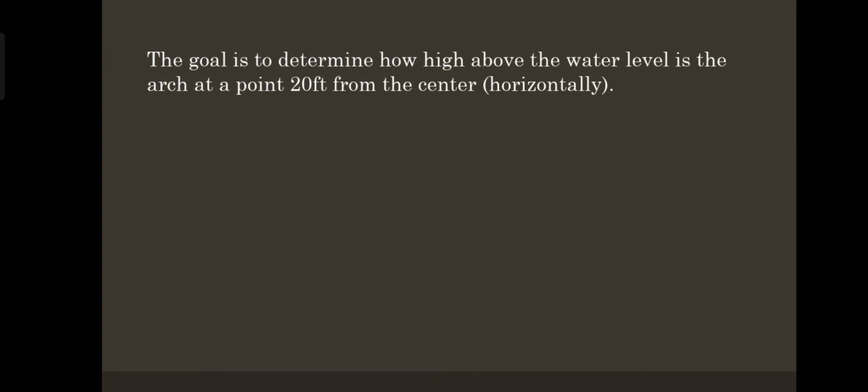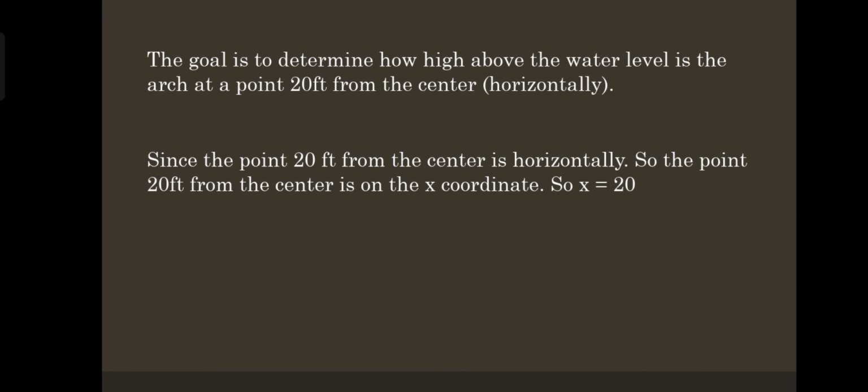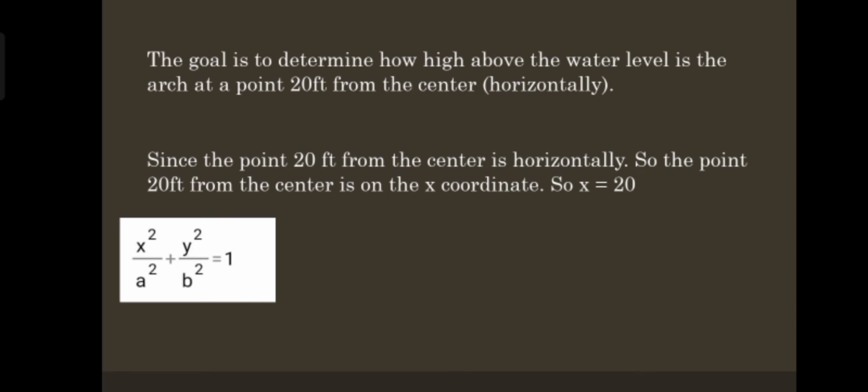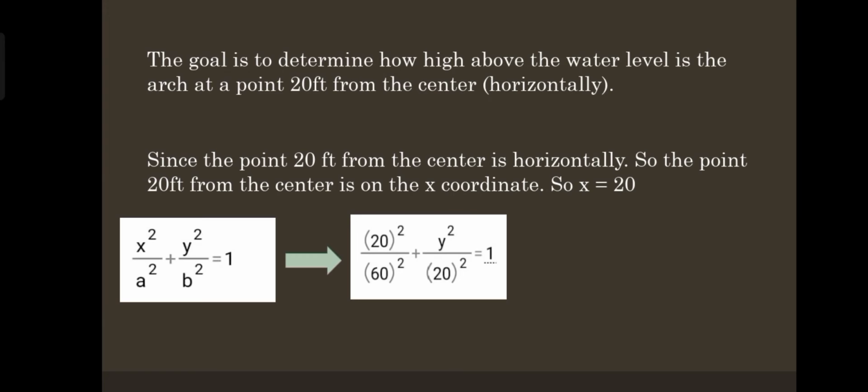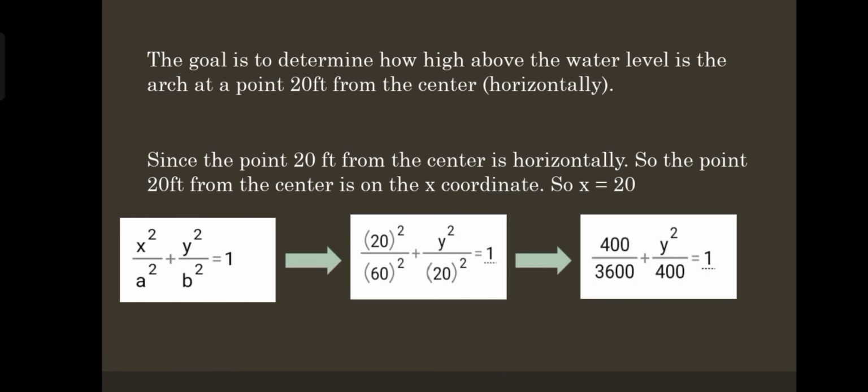The goal is to determine how high above the water level the arch is at a point 20 feet from the center horizontally. Since the point is 20 feet from the center horizontally, it is on the x coordinate, so x is equivalent to 20. This is our standard equation. Now let us substitute. The value of a is 60, the value of b is 20, and the value of x is 20. Simplifying, 20 squared is 400, 60 squared is 3600, and 20 squared is 400.